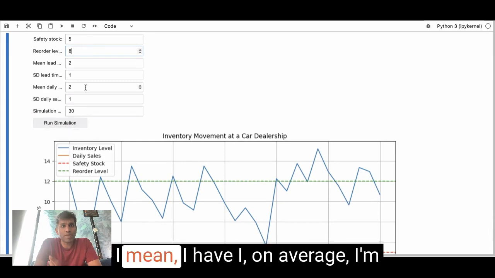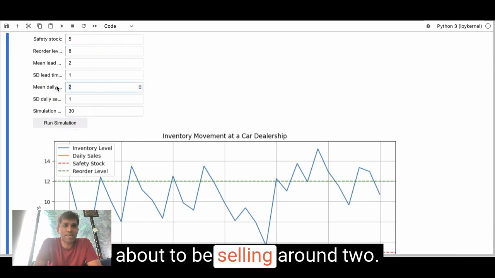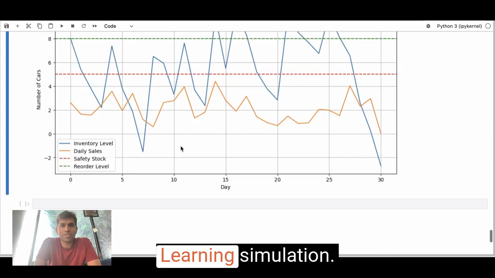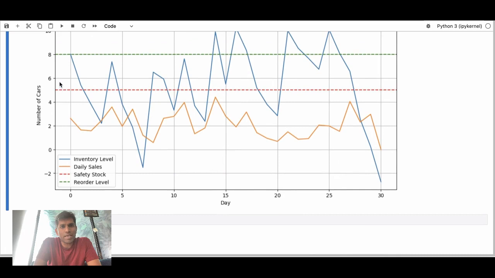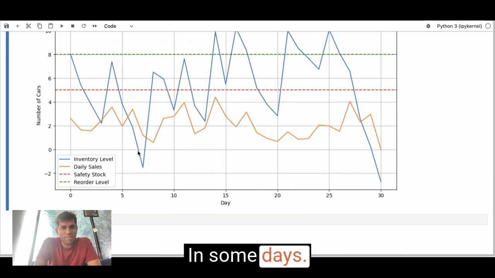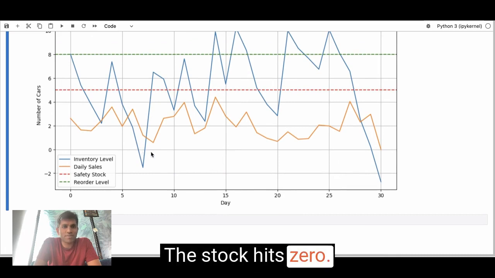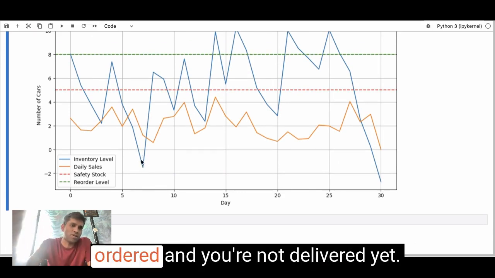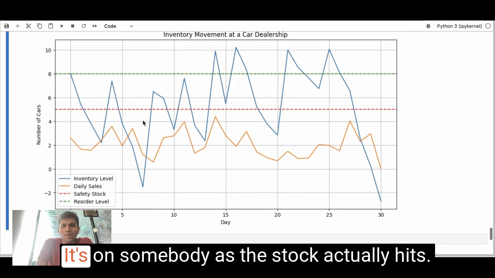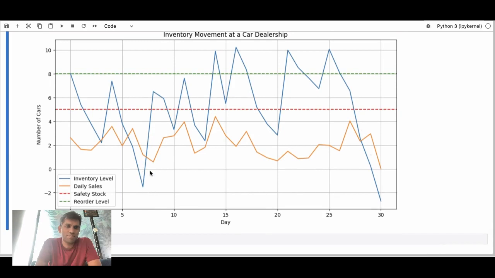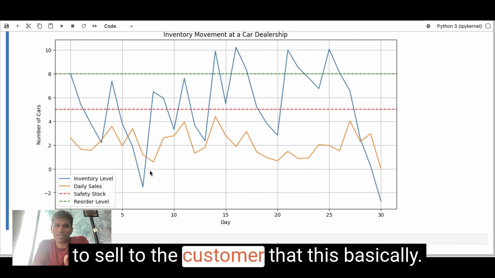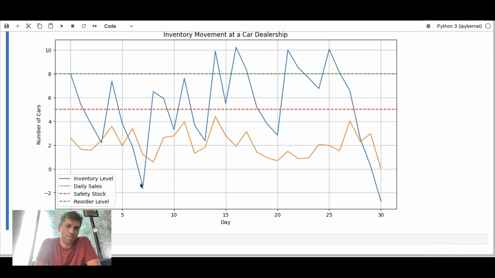It is still good. On average, I'm selling around 2 cars per day, and I'm ordering when it hits 8. Run simulation. On some days, the stock hits 0. Assume that going below 0 means the customer has ordered and you have not delivered yet. On some days the stock actually hits 0. In this case, you don't have the stock available to sell to the customer. You can assume this as a lost sale.